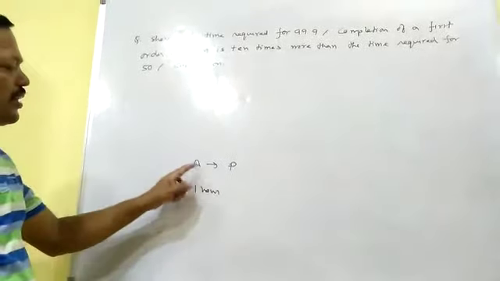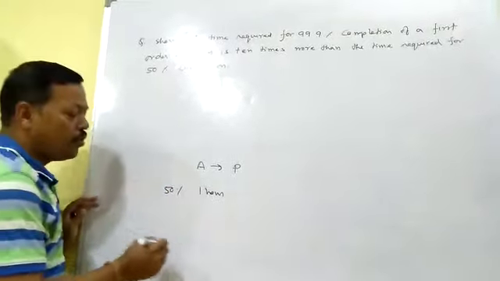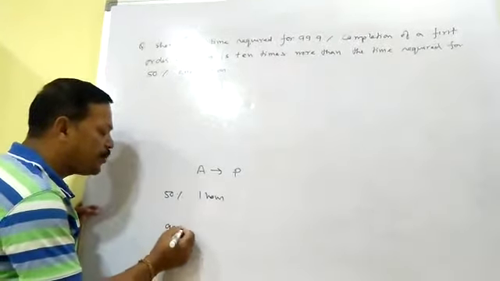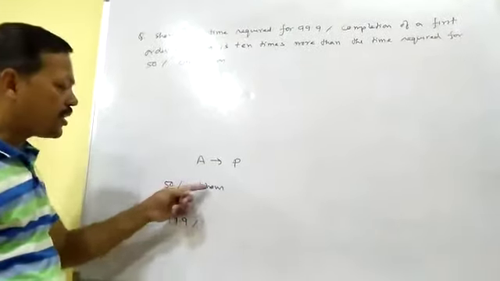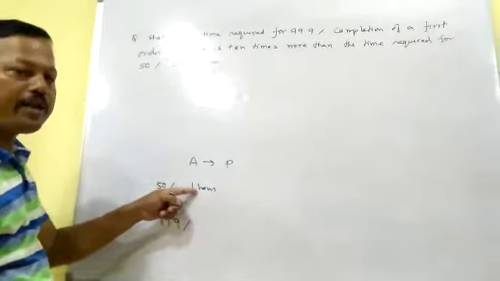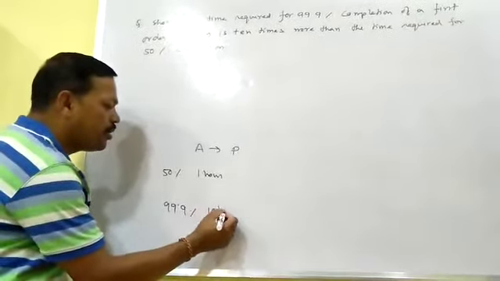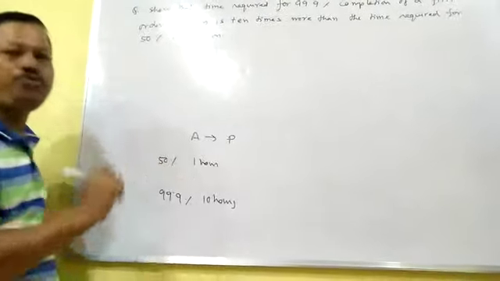50% complete करने के लिए time चाहिए 1 hour. Now, to complete 99.9%, the time required is 10 times more than this. The time required will be 10 hours. Now you have to prove it.